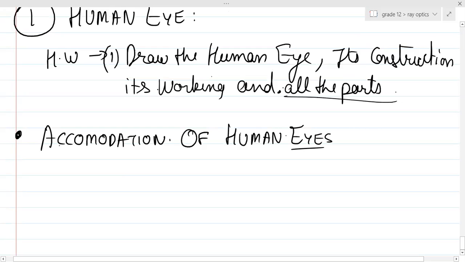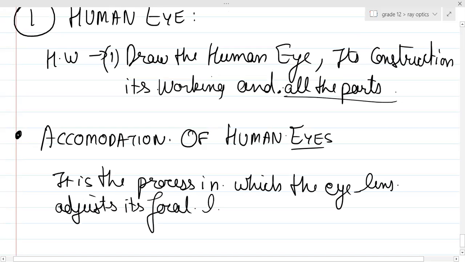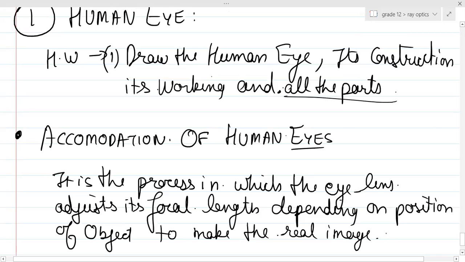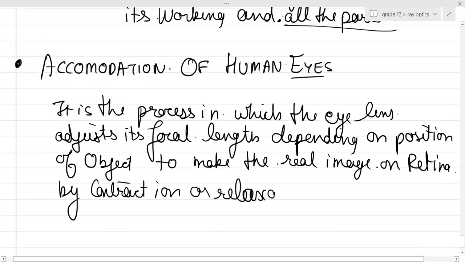So what is accommodation of the human eye? It is the process in which the eye lens adjusts its focal length depending on the position of the object to make the real image on the retina by contraction or relaxation of ciliary muscles. So this is important for JEE.